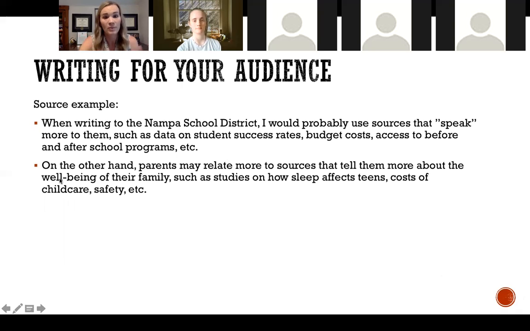Or I might even bring up well-being of the students to the Nampa School District, but it's going to resonate more with the families than with the Nampa School District, because again, they're more concerned with student success, costs, things like that. Okay, do you see the difference between those two things? The types of sources that they're both credible. We're always going to use credible sources, but the types of sources that we're going to be using are different, by touching on those values.